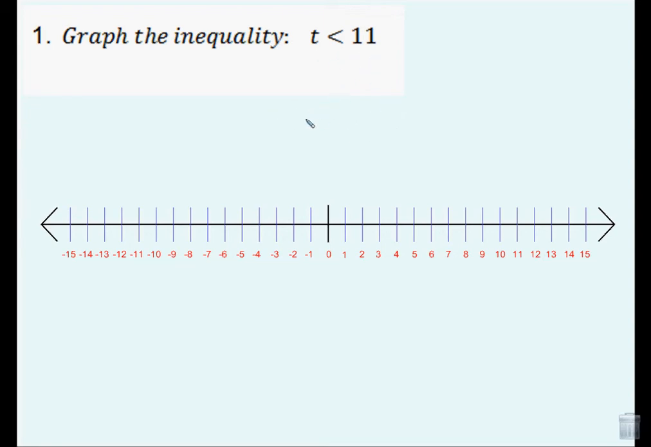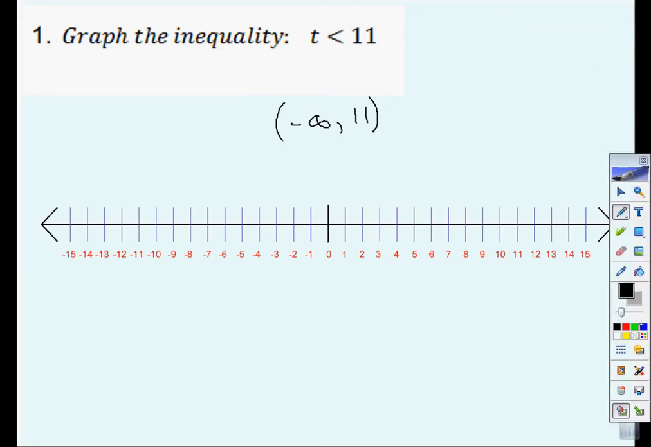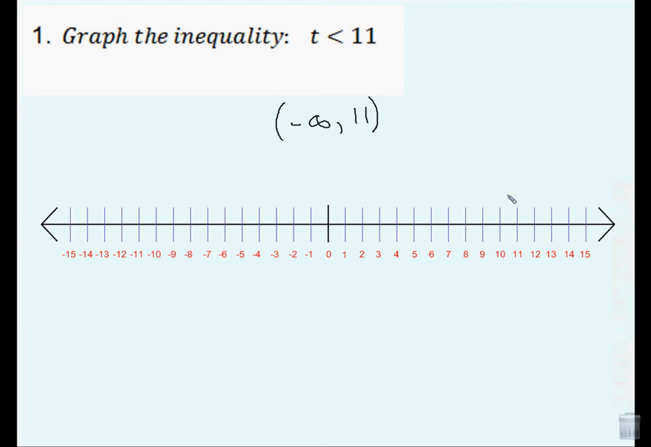T is less than 11. If I look at interval notation for that, that would be -infinity up to 11, and I would use open parentheses. I don't include the 11. So from -infinity to 11, what I do on the number line here, and let me choose a different number. Okay, make this a little bit larger. Here's 11, and I'm going to choose everything that's less than 11 on the number line. And I don't include 11.